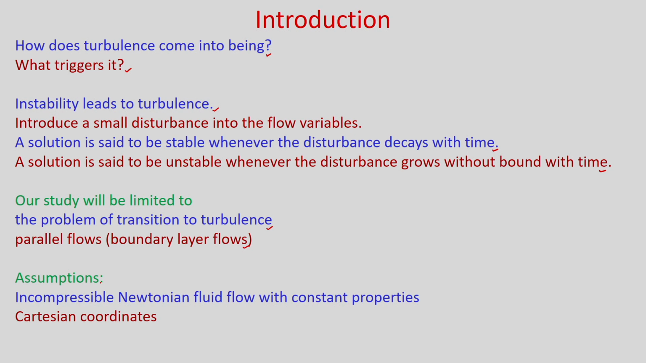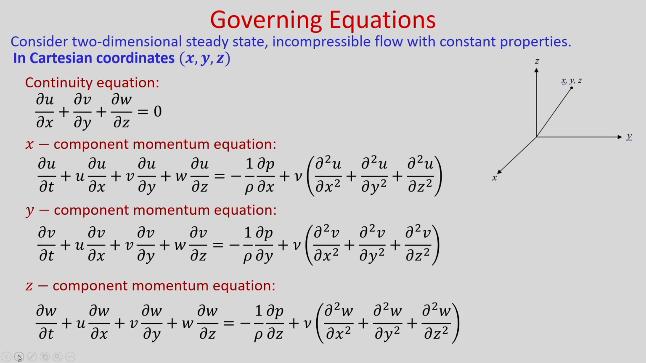So, the starting point of the stability theory is writing the governing equations. We will make these assumptions: incompressible Newtonian fluid flow with constant properties, and we will consider geometries which fit in Cartesian coordinates. So, these are the governing equations. This is the continuity equation, the x component of momentum equation, the y component of momentum equation, and the z component of momentum equation in Cartesian coordinates.